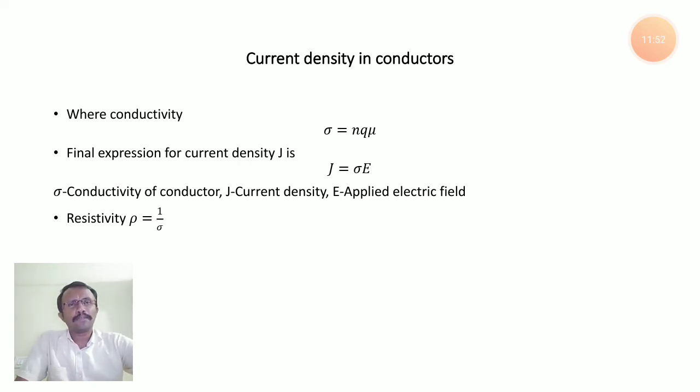In some problems they may ask you to find the conductivity by giving the electron concentration and mobility. Once the electron concentration and mobility are given, you can easily find sigma by using sigma is equal to nq mu. Why? Because q is already known, that is 1.6 into 10 power minus 19.